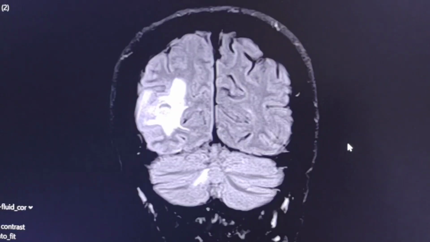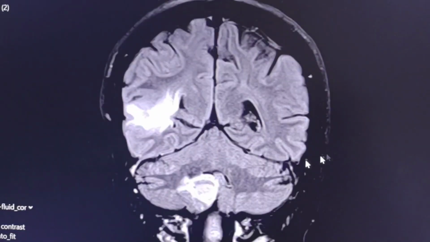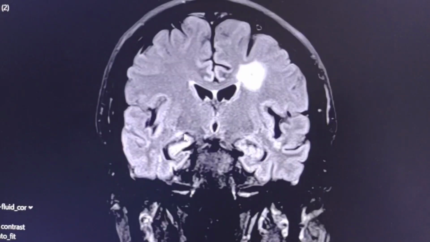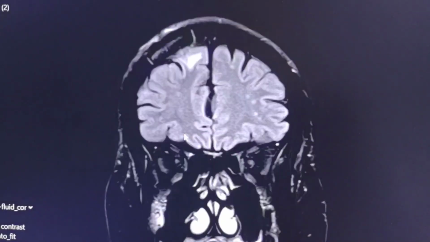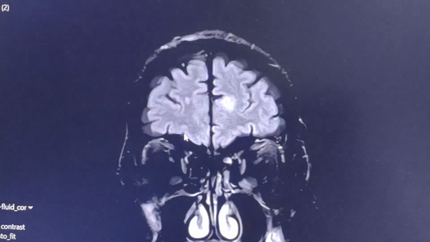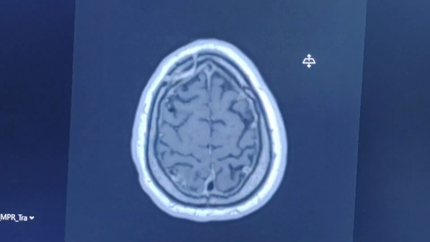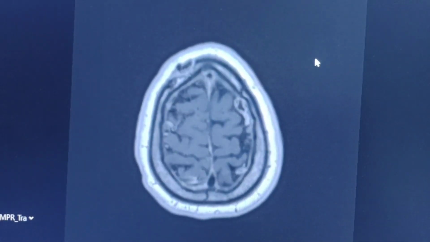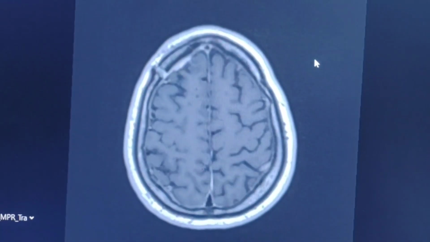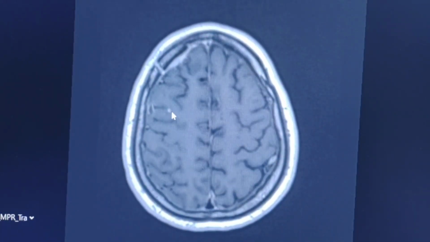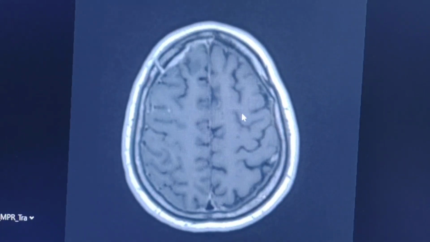This is the dark fluid. We can see that there are multiple lesions in the brain and the cerebellum. I will show you the images after the IV contrast. So let's have a look. Here is a very tiny one, very bright lesion.